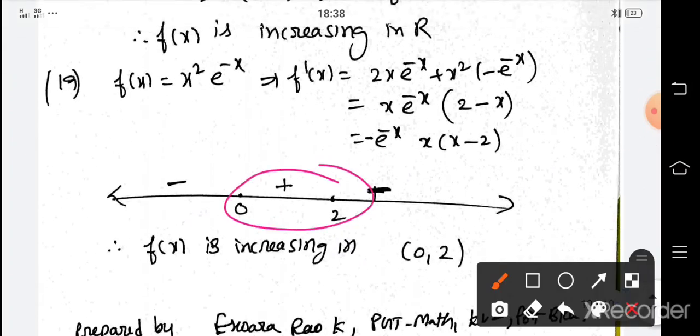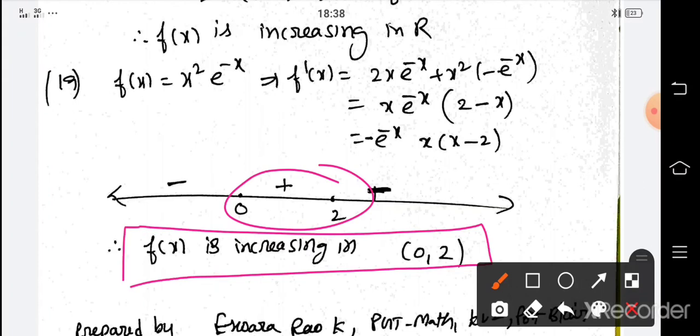So it is increasing in 0 to 2. They asked us, we proved it. So 0 to 2 means option D is the right answer. D option is the right answer for this question.